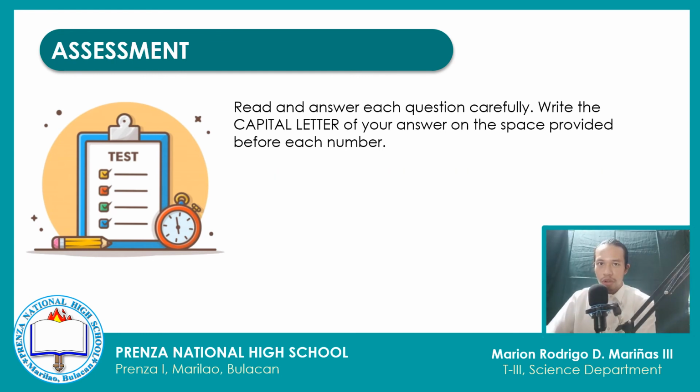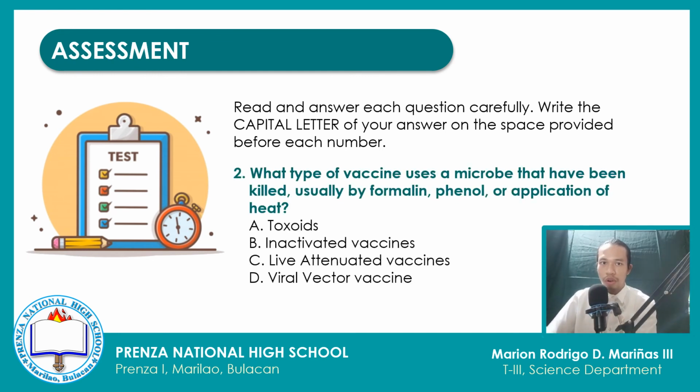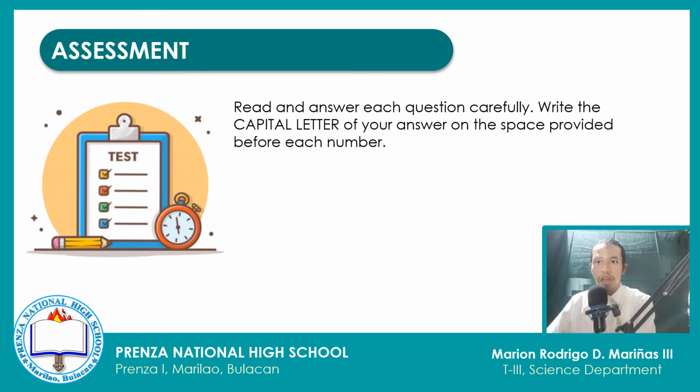Question number 2. What type of vaccine uses a microbe that had been killed usually by formalin, phenol, or application of heat? The choices are A. Toxoids, B. Inactivated vaccines, C. Live attenuated vaccine, and D. Viral vector vaccine.